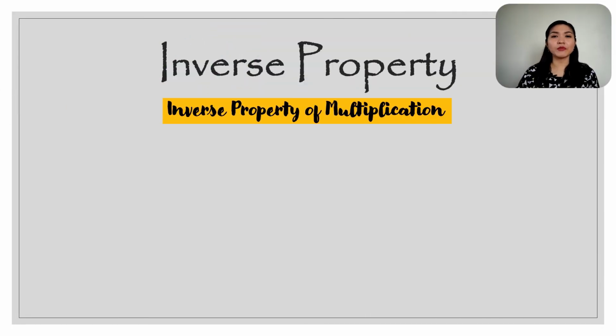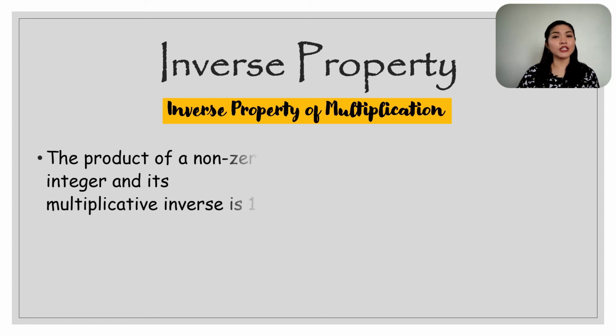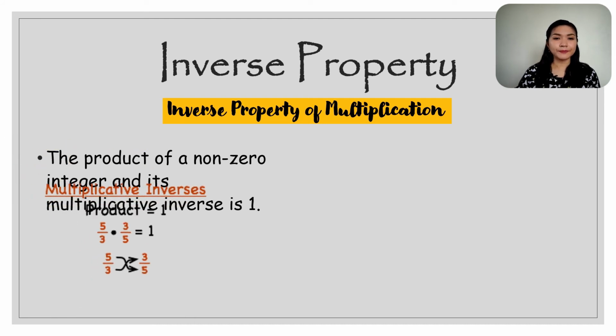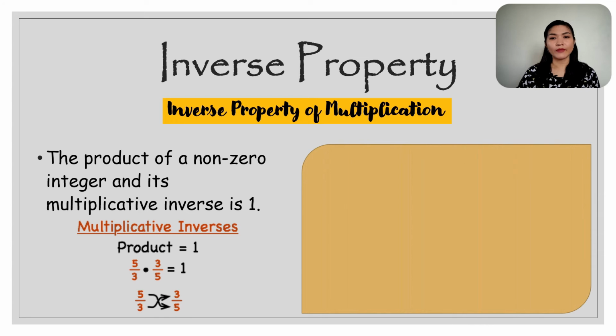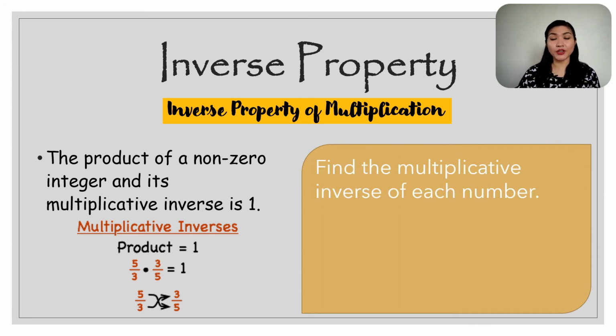In the inverse property of multiplication, the multiplicative inverse is not the opposite sign of the integer anymore. It is rather the reciprocal. To find its reciprocal, simply divide 1 by the integer. For example, find the multiplicative inverse of each number. Letter A, 3. So divide 1 by 3, which is 1 over 3 or 1/3.